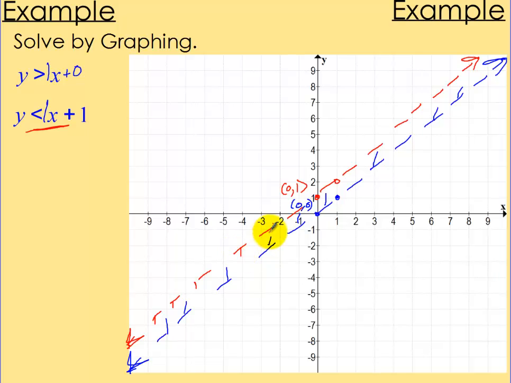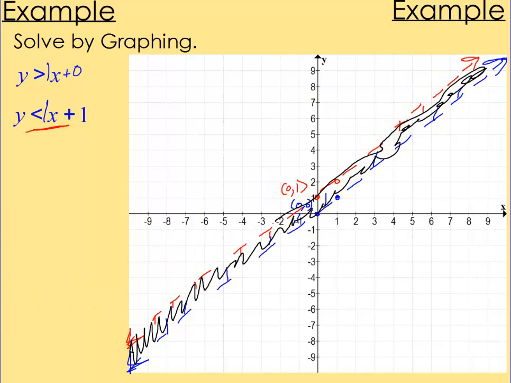So guess what? The region is just the sandwich in between those two. And let's do it in black. So this is going to be the region. All right here. All shaded in perfectly. That's it.